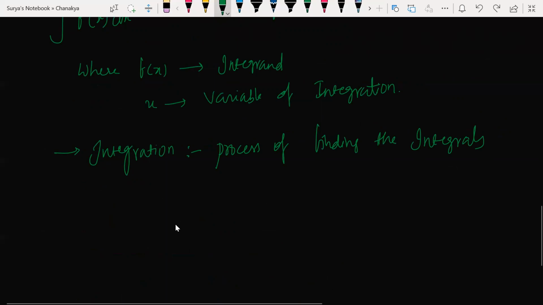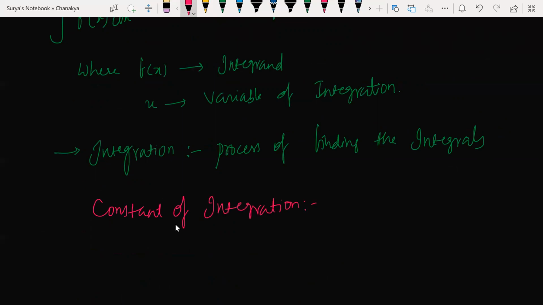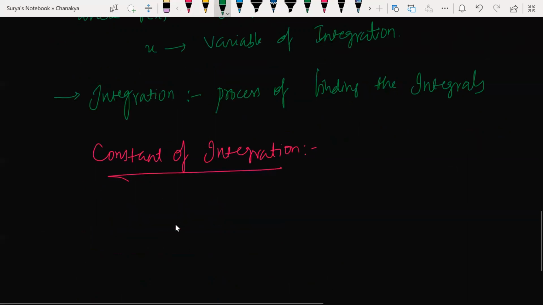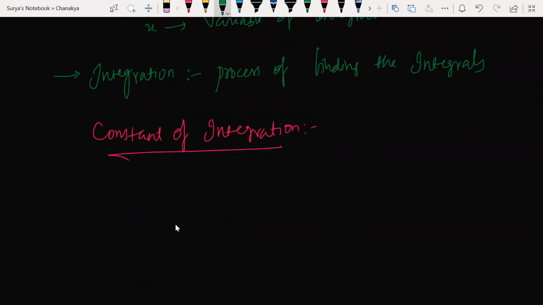Yes, sir. Now let's talk about C. What is C? That constant. What do you mean by constant of integration? Constant of that particular integration. We'll see once what a constant is. Basically any real number called C would be considered as, beta, a constant function. Okay? Any doubts?